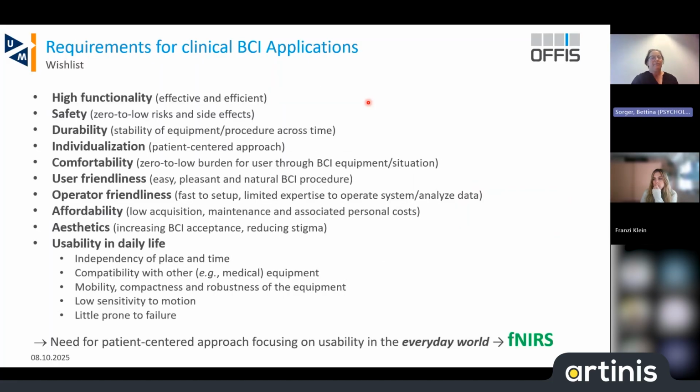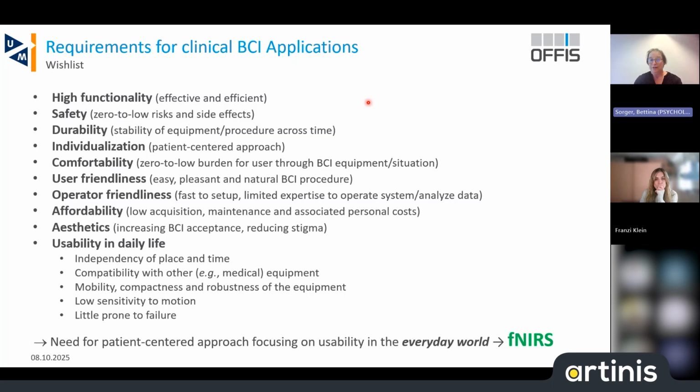What are requirements for especially clinical BCI applications? This is more seen as a wish list. I mean, it's a high level of what we would like to achieve, and maybe everything is not possible. But if we would have a wish list, then we would like to have high functionality. That means the system should be efficient and effective. Then it should be absolutely safe, so zero to low risks and side effects.